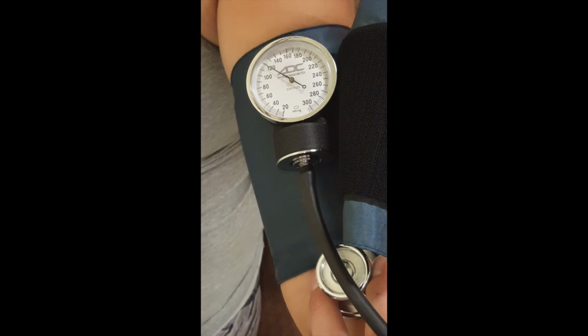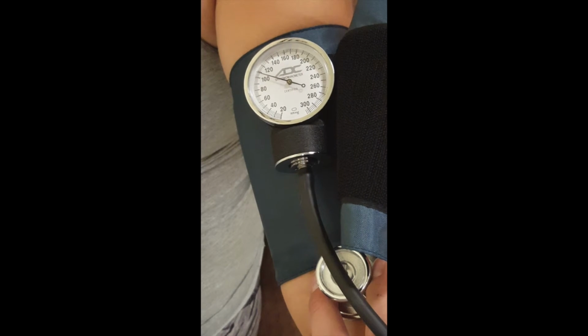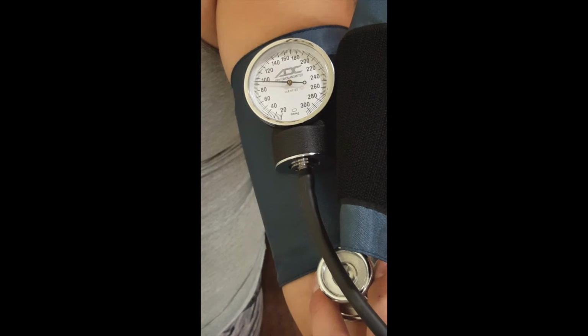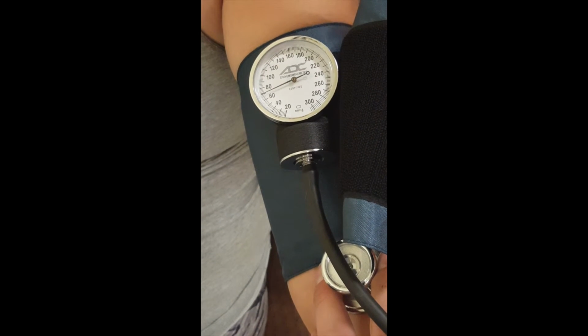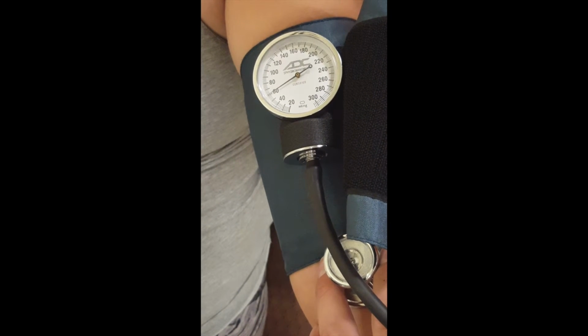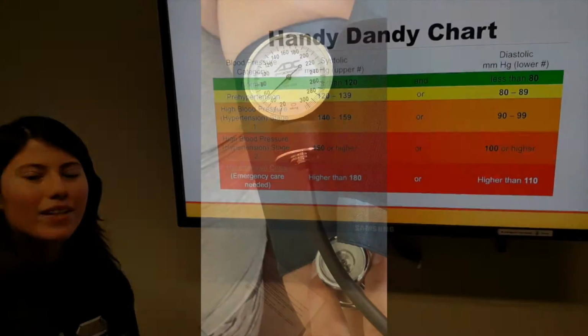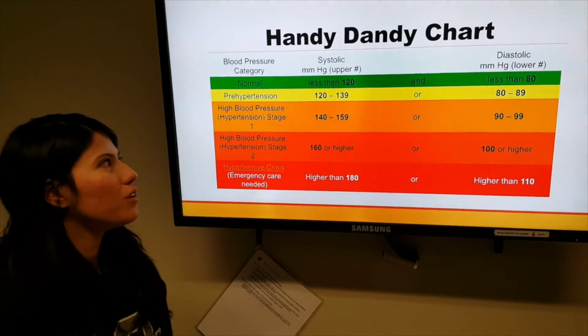Then as the sound lessens, be sure to pay close attention for total silence. This represents the diastolic number. Once the diastolic number is reached, you can then release all air out of the bulb, and that will conclude the blood pressure session. My name is Jessica Porras, and I'm about to explain to you the categories of blood pressure.